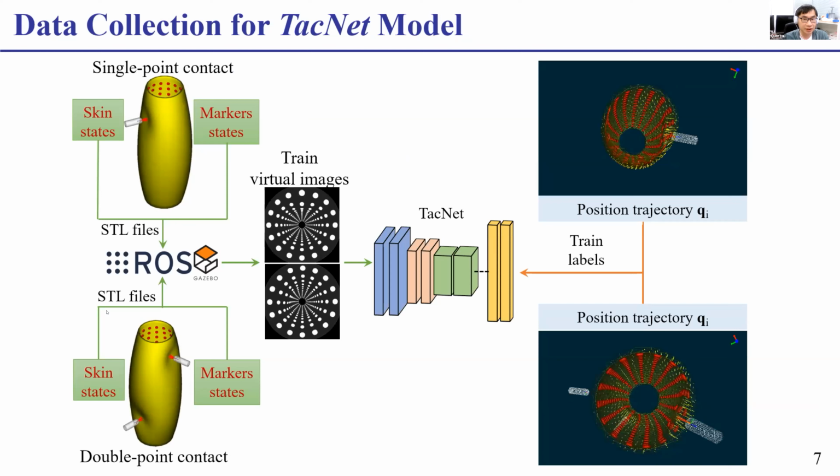As you can see here, the skin deformation can be represented as the nodal displacements of finite elements in the skin model, and serves as the labels for the neural network model, which has virtual tactile images as inputs. Here, it is possible to collect the datasets with different contact conditions, for example, the double point contact, like the one that you can see here.